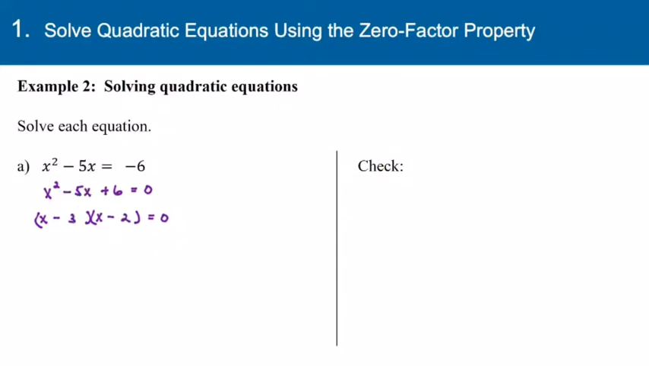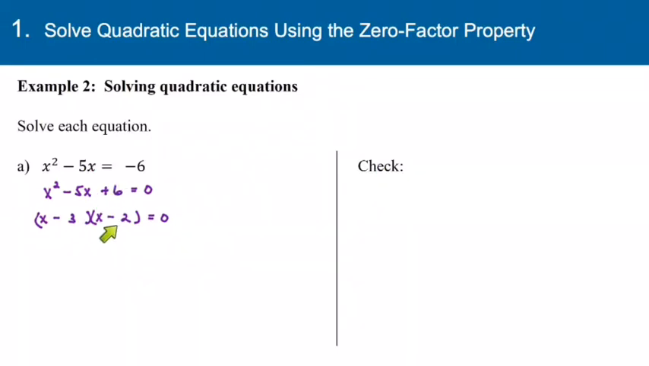So now, as a check, I won't write it out, but just as a check, you can see that first times first makes x squared, outer and inner make -2x minus 3x, so that adds up to the proper middle term. And then -3 times -2 makes +6, which is the right last term here. So this is the right factoring.